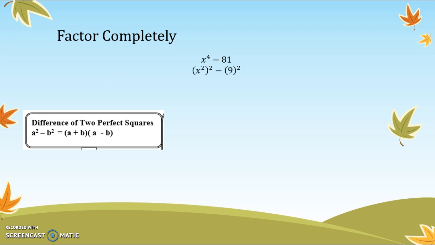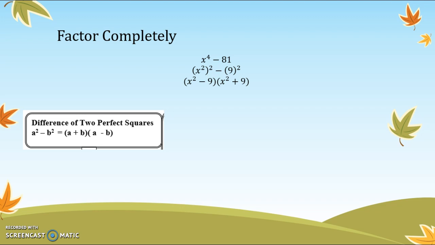Well, I see that I can rewrite x to the fourth as x squared squared, since 2 times 2 is 4 when we have a power to a power, minus 81 can be written as 9 squared. So I was just able to write something squared minus something else squared. So its factored form is to add those two somethings together and subtract those two somethings together, giving me x squared minus 9 and x squared plus 9.